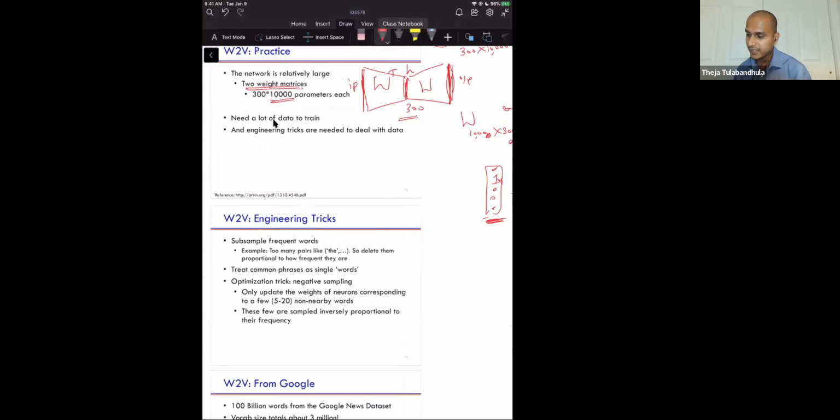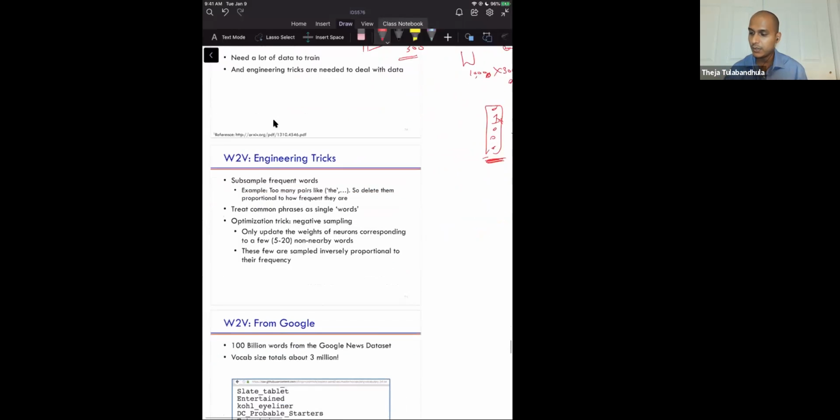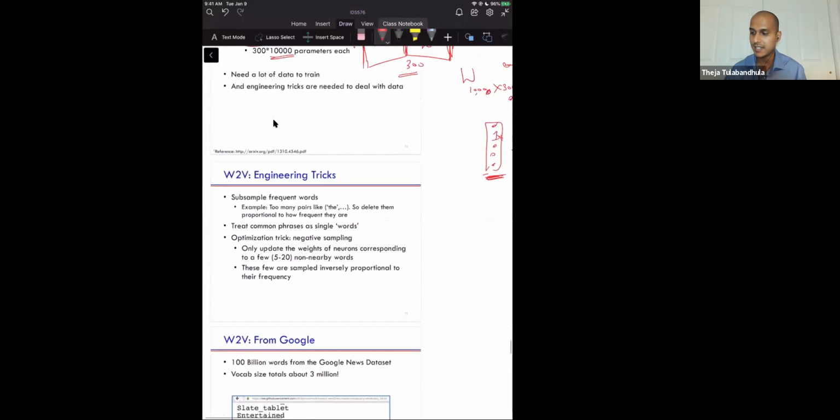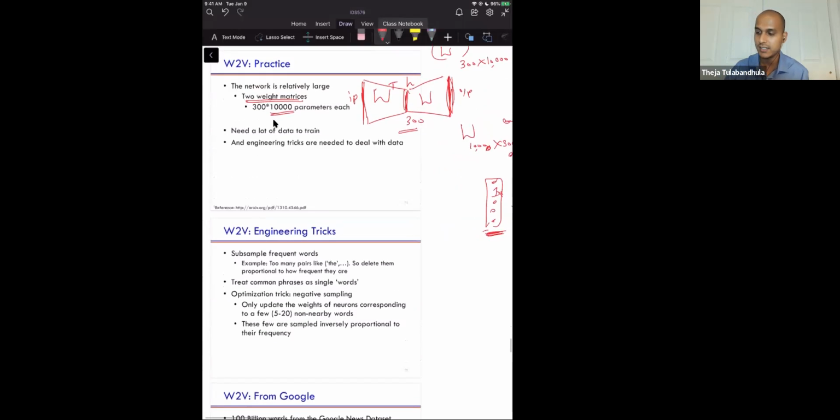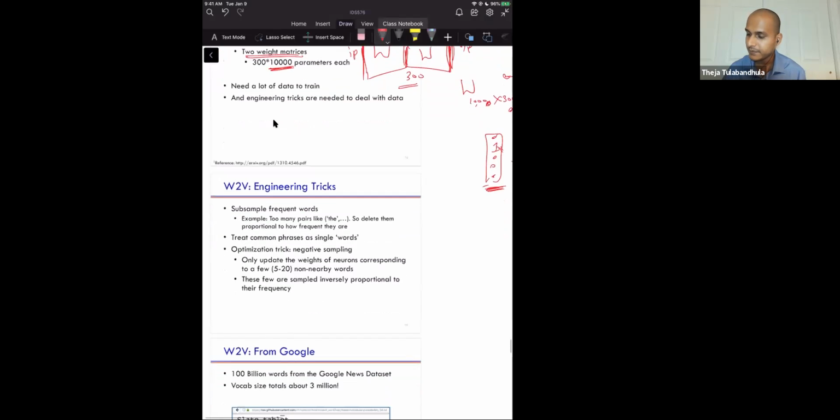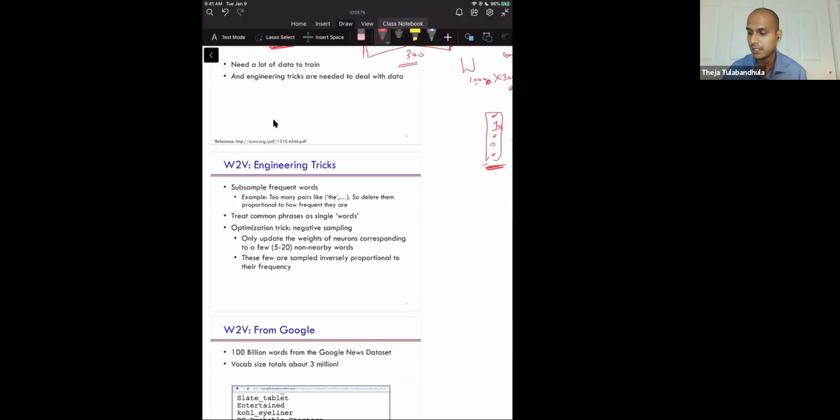Okay, so there are some engineering tricks in Word2Vec to deal with this large dimensionality, because the English vocabulary is not 10,000; it's actually much higher. So you can do a few things. For example, you can subsample frequently occurring words.